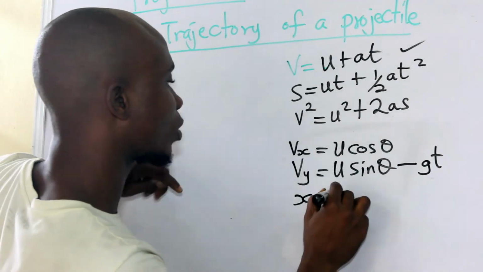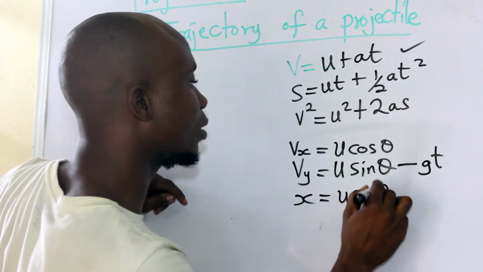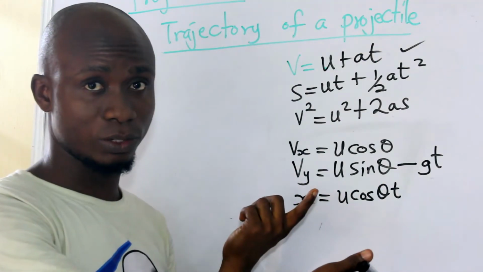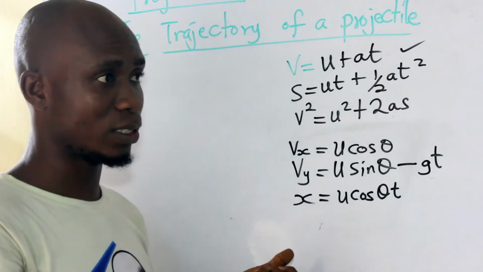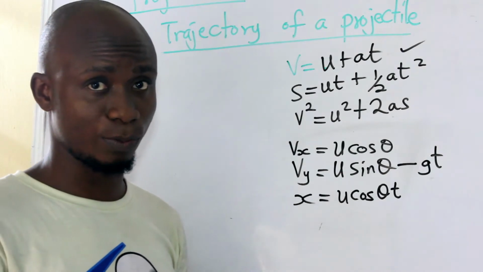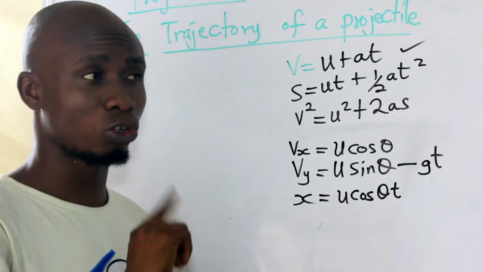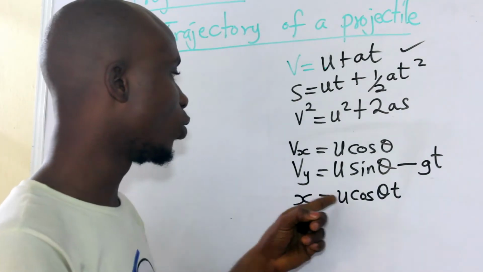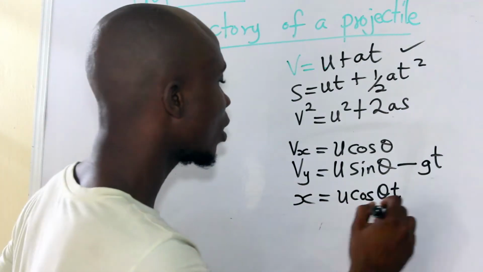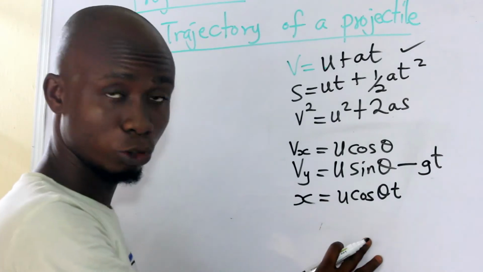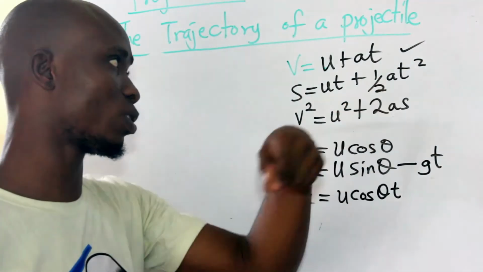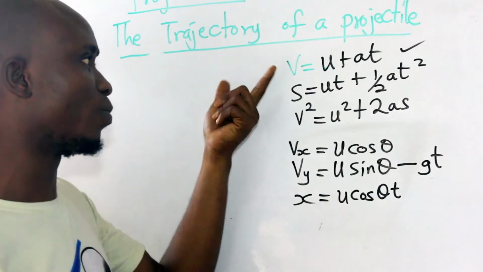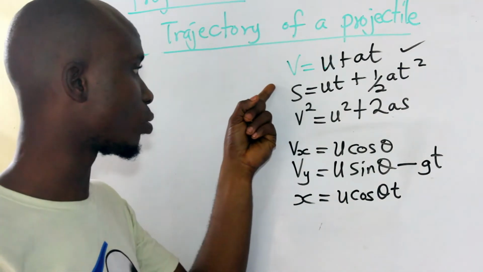X equals u cos theta t, because I told you for the vertical, as you can see, we are using cos theta to analyze it. Of course, theta must be involved because we are talking about the motion of an object at an angle to the horizontal. So this becomes u cos theta t, and this is horizontal motion. So the gravitational force term is not taken. As you can see, I'm bringing out my equation from these three basic equations of motion.